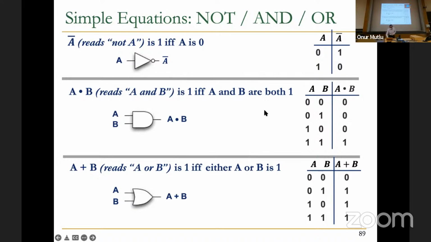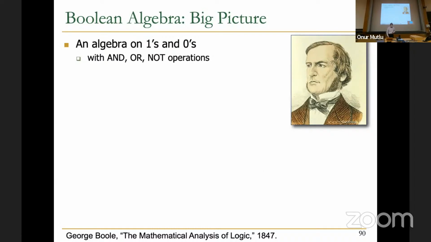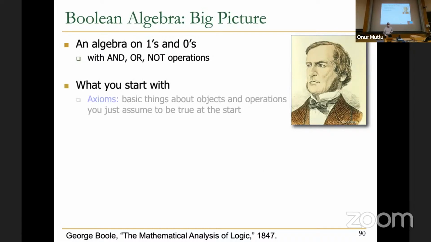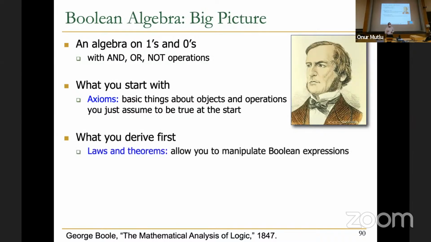Okay, so big picture of Boolean algebra. Let's go through this quickly since many people know it. It's really an algebra on ones and zeros with AND, OR, NOT operations. What you start with is really some axioms. These are basic things about objects and operations you just assume to be true at the start. This is just like any mathematical theorem proving, right? And you derive laws and theorems, which we will see some of them. These laws and theorems allow you to manipulate Boolean expressions.